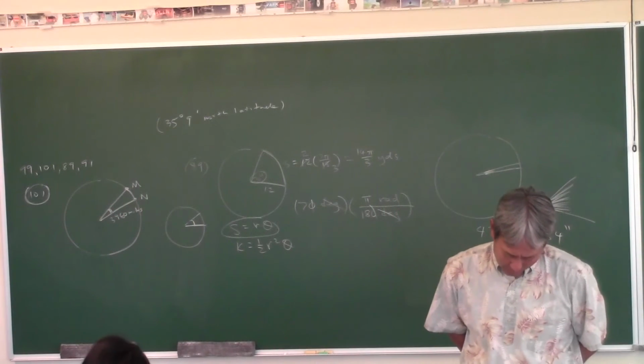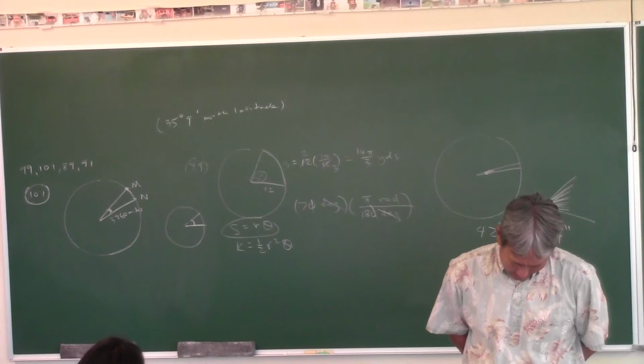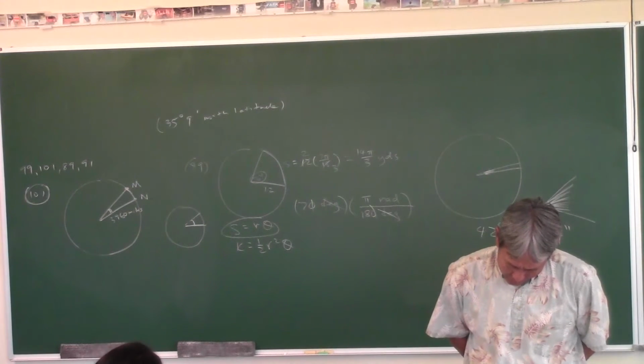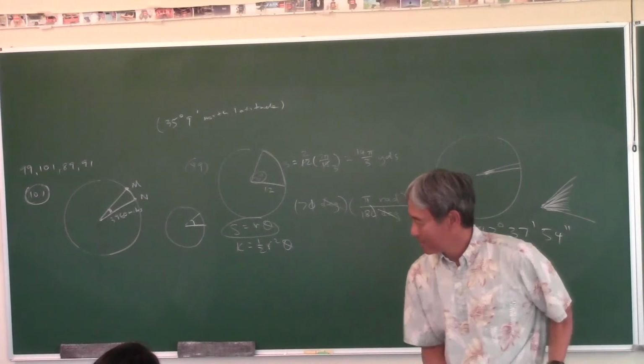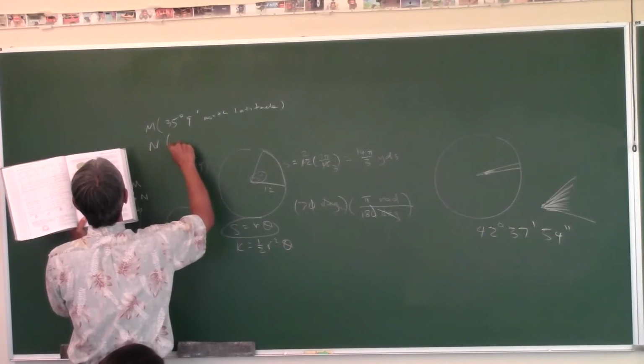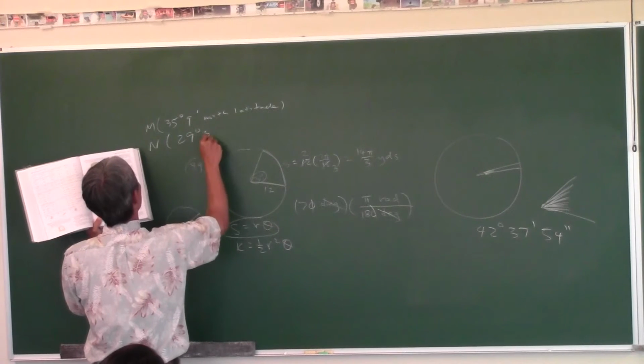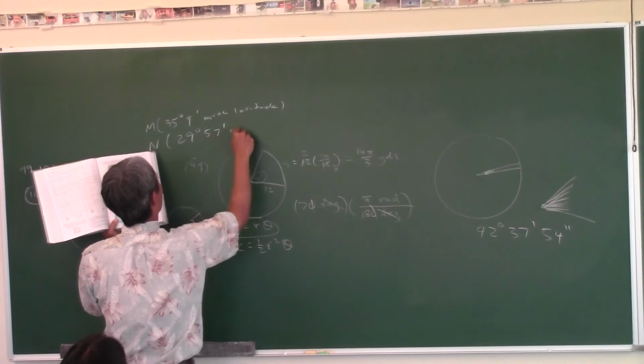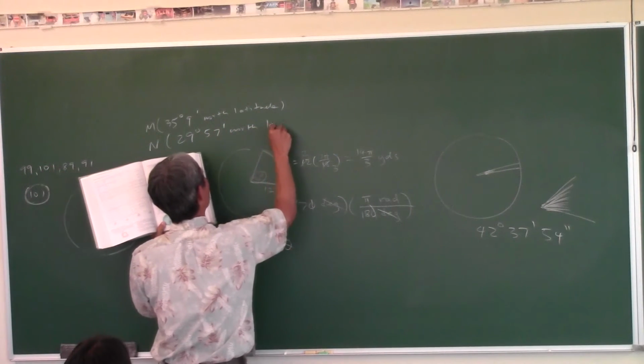Now, okay, what number are we doing? 101. Oh, 101. What about New Orleans? 29, here, I'll write it up there. So this is Memphis. New Orleans is 29 degrees, 57 minutes north latitude. So what does that mean now?